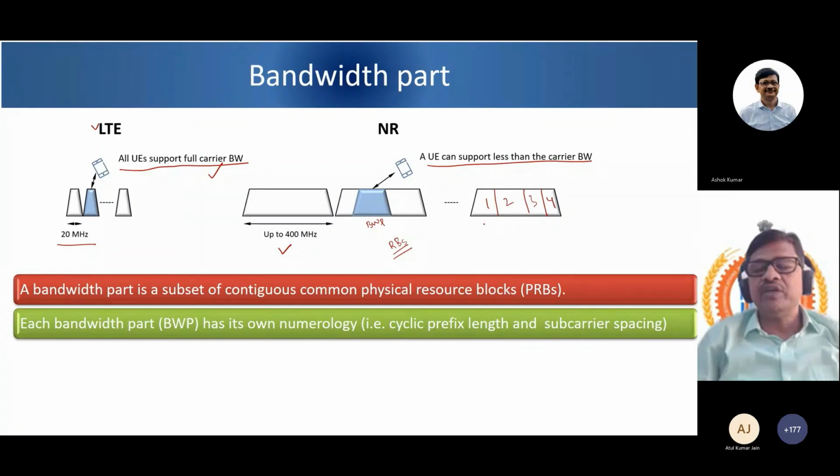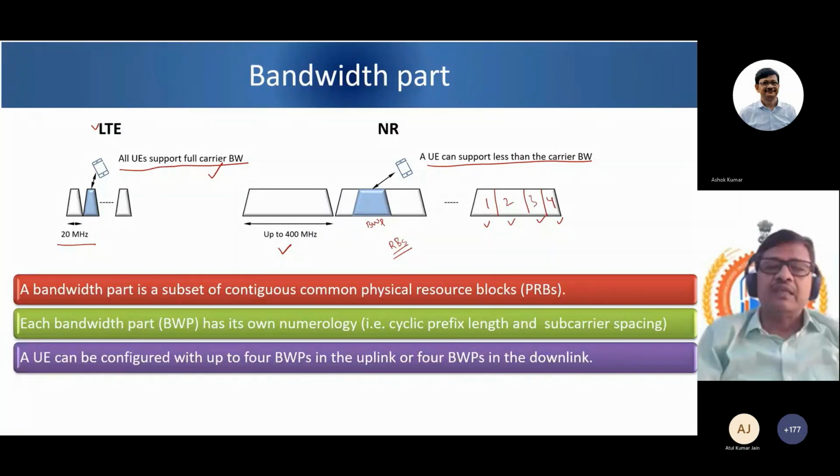Technically, you can use different numerology in these bandwidth parts. You can use the same, you can use different. So it's possible to use different numerology within the carrier, and at a time, one UE can have 4 bandwidth parts. So whatever channel bandwidth you have, it has to be divided into 4 bandwidth parts at one particular time.